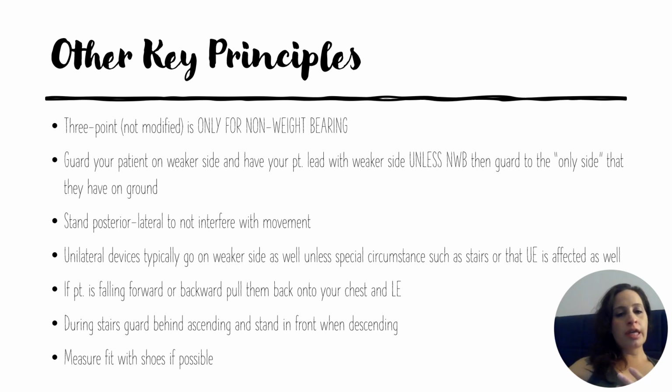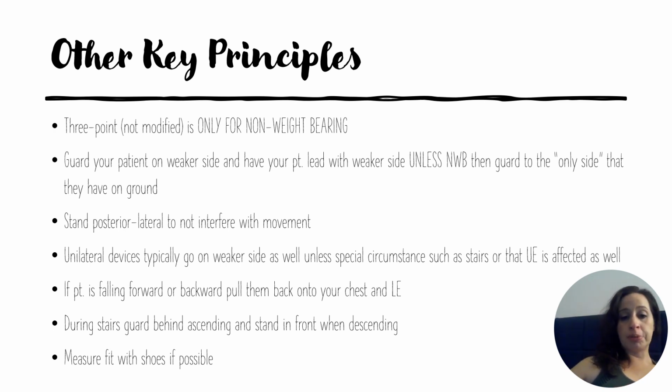Here are just some other things. Keep in mind that the 3-point gait pattern, not modified, just 3-point by itself, is only for non-weight bearing. So if your patient is non-weight bearing, it's 3-point automatically. You don't have to think about it. It's the only option. It's for nothing else. Guard your patient on the weaker side and have your patient lead with the weaker side unless they're non-weight bearing. Then you have to guard the only side that they have on the ground, which is the strong side, because they can't have the other side on the ground.